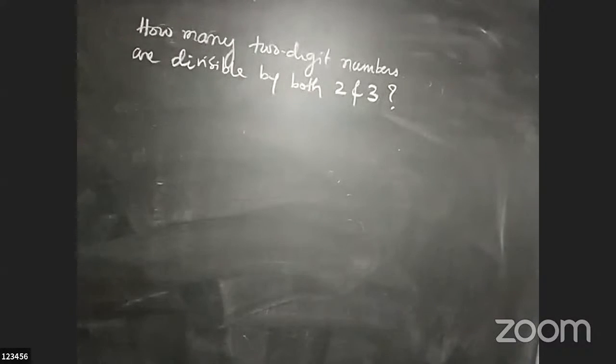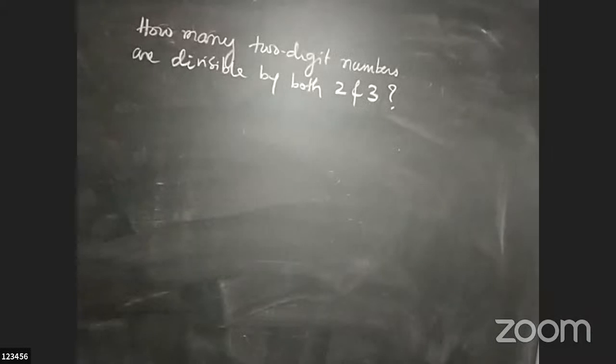Sir, two-digit numbers which are divisible by 2 are 45. Those divisible by 3 are 30. Both 2 and 3, 45. Into the total you have to tell me. Not separately, sir. 75. Not 75. How many?